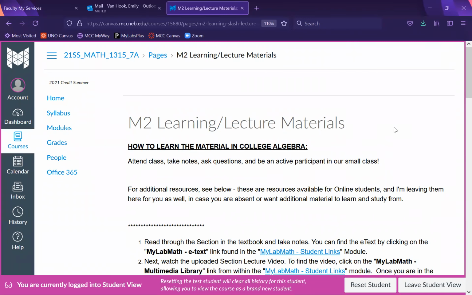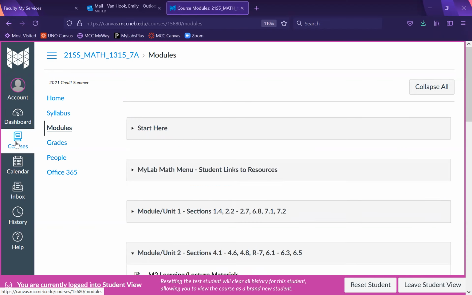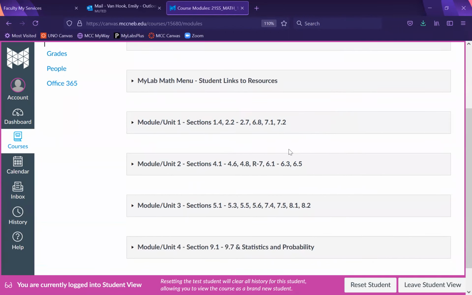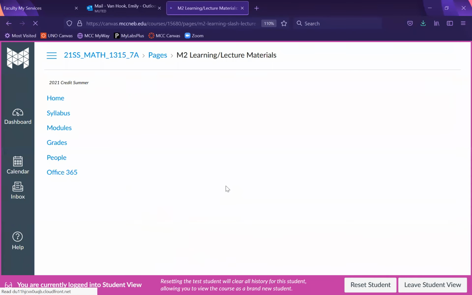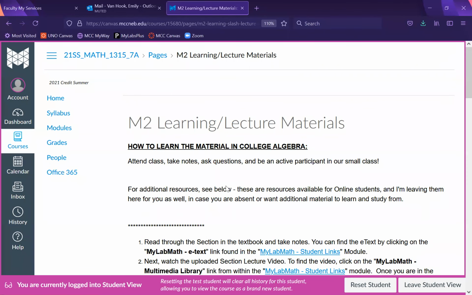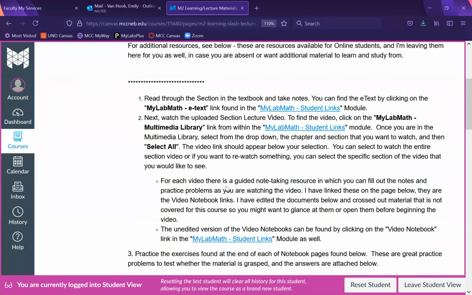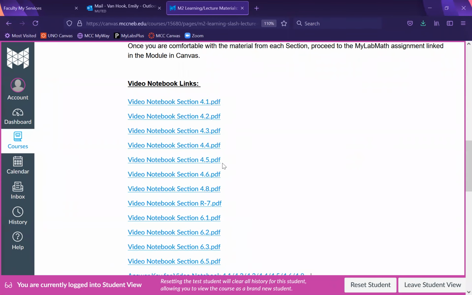In our Canvas course, you would click on Modules. And this is in Unit 2. So you would go to Module Unit 2. I was just there, but I'm kind of going back just to remind you of this. So again, in our Canvas course, click on Modules, maybe click Collapse All in the top right corner so that they're all easily visible. We're in Module Unit 2. You would click on Learning/Lecture Materials. And this is where you can find all the copies of the video notebook documents. So I'm scrolling down, they're all in these PDF forms.